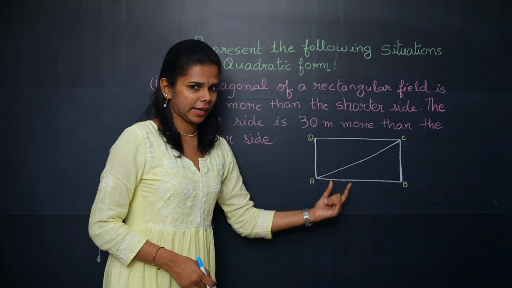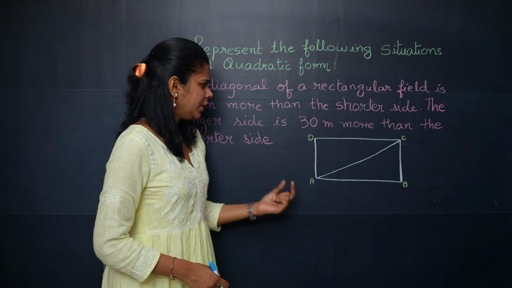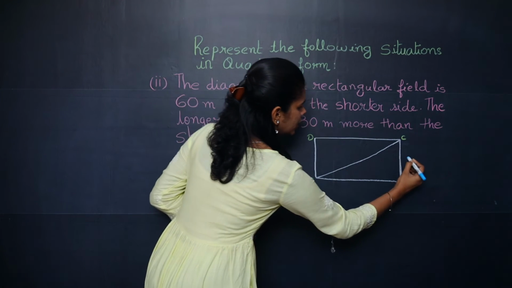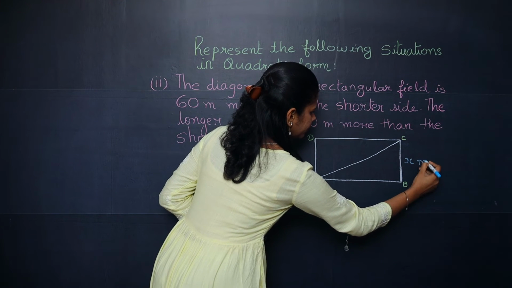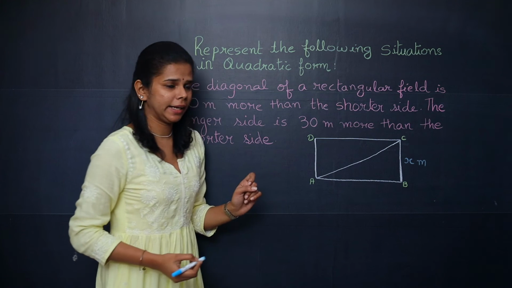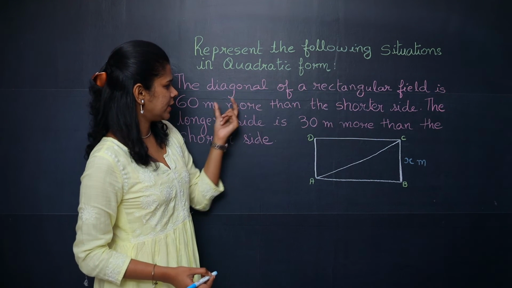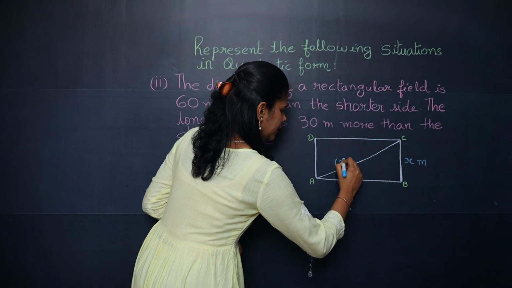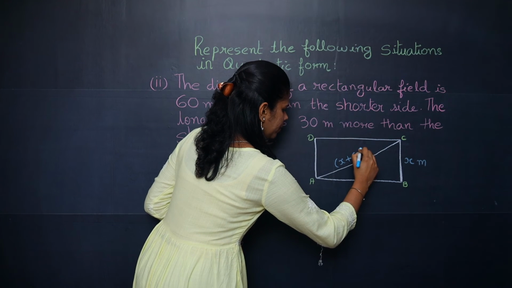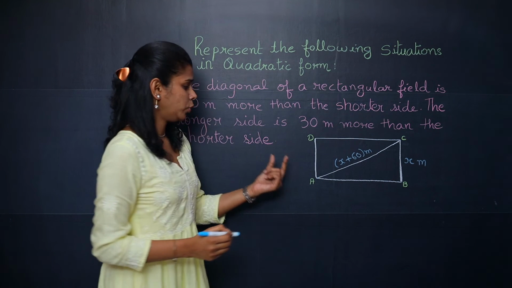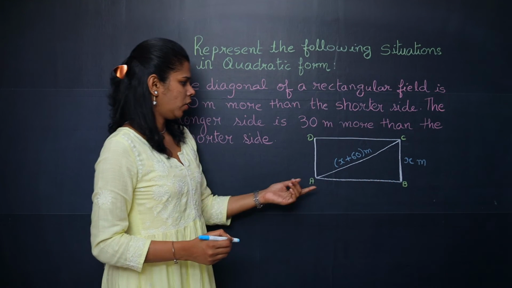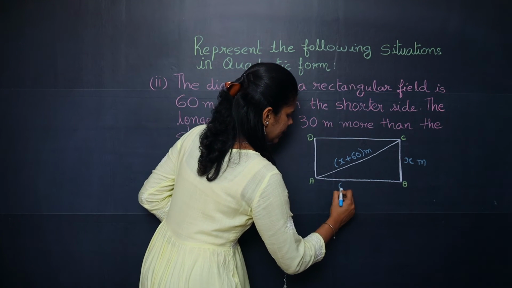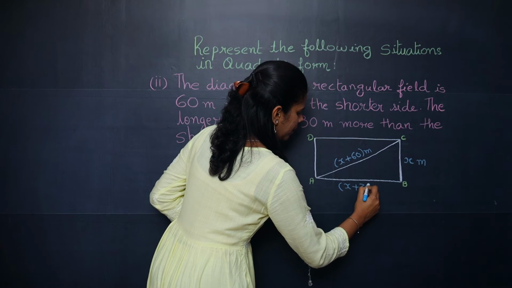So here you can see a rectangle and a diagonal has been drawn. Now, if you take the shorter side to be x meter, you will denote here as x meter. Now, what about the diagonal? The length of the diagonal is 60 meter more than the shorter side, which means it is x plus 60 meter. And what about the longer side, that is AB? Here it is 30 meter more than the shorter side. So you will write it as x plus 30 meter.